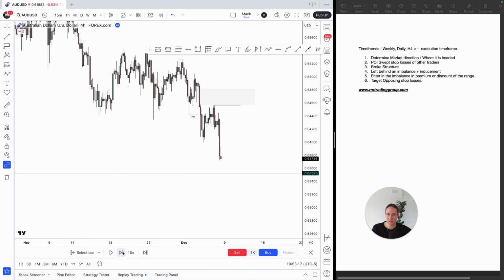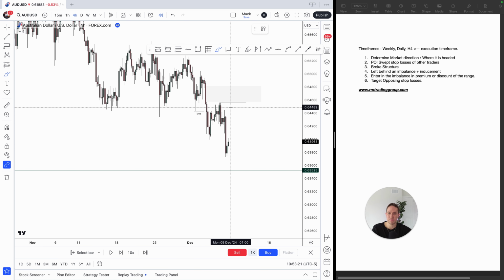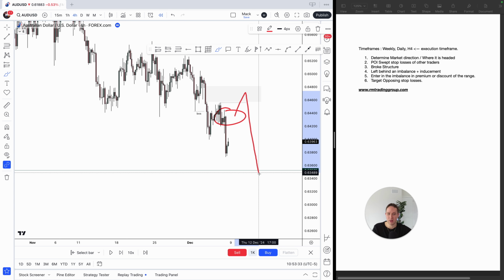Let's just continue to play this out. This is our first level of inducement. So if this imbalance here was mitigated or traded into, I would then be looking at this area. But because this area is still left untapped, then I think this whole area is going to be a trap, and then we're going to come down like this.